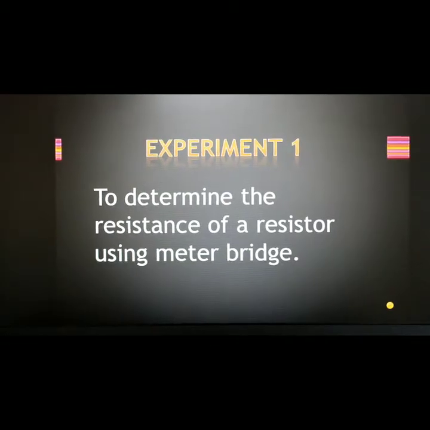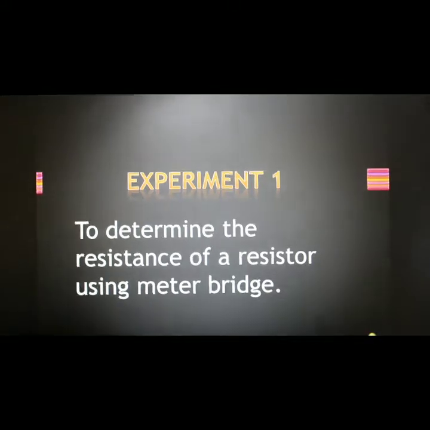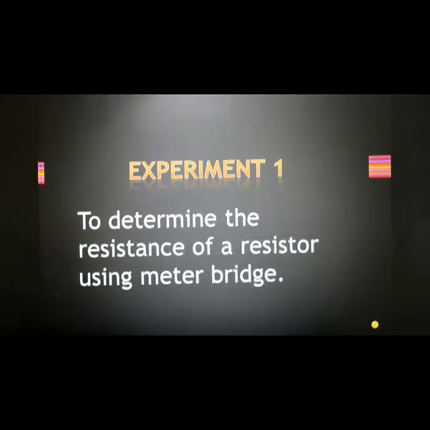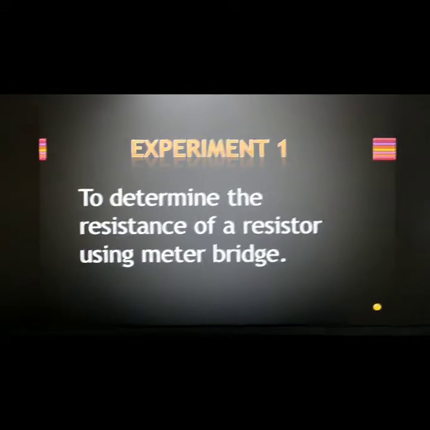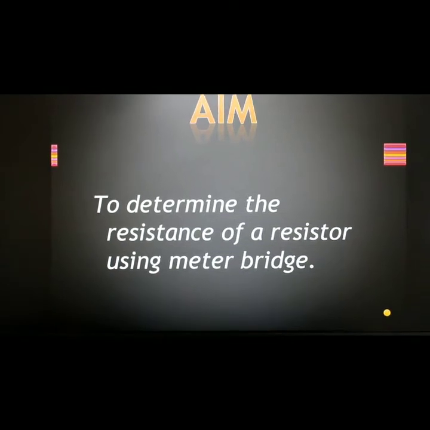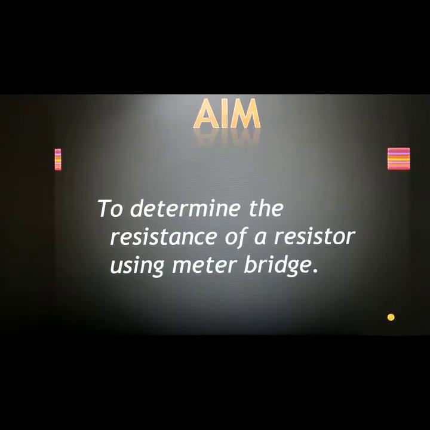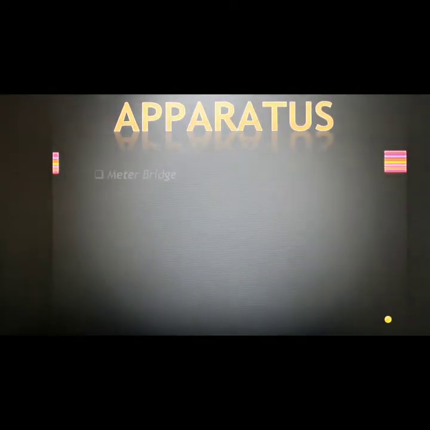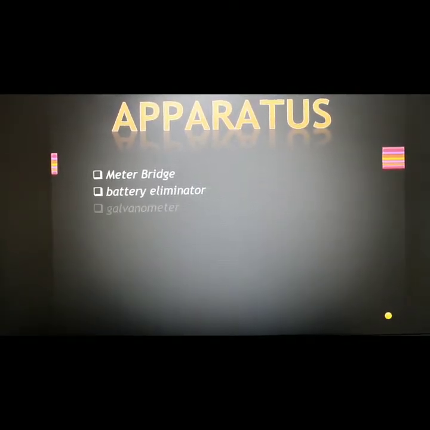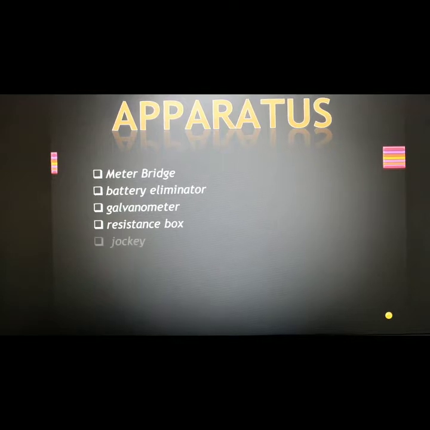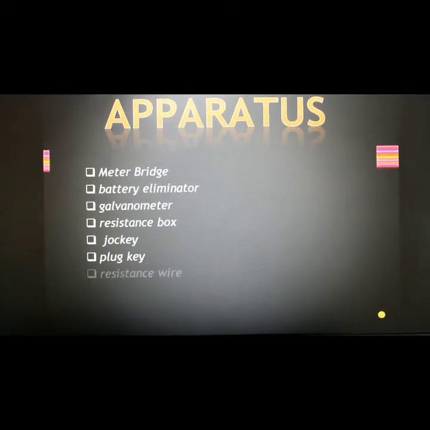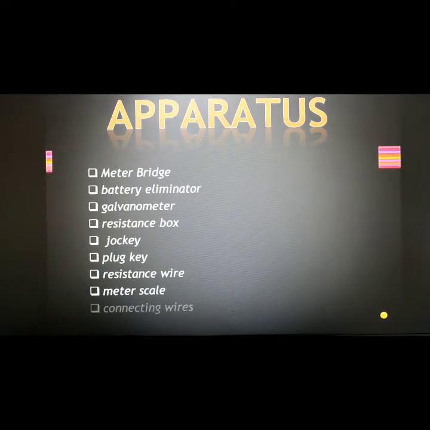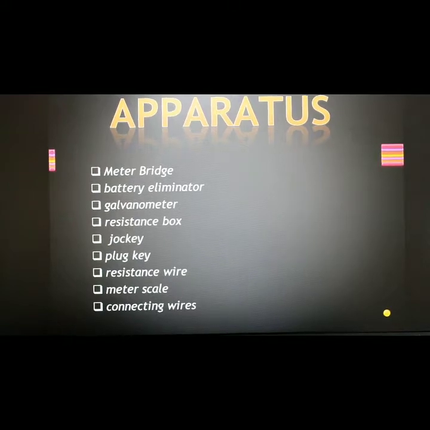So we begin with experiment 1: to determine the resistance of a resistor using a meter bridge. The apparatus required: meter bridge, battery eliminator, galvanometer, resistance box, jockey, plug key, resistance wire, meter scale, connecting wires.